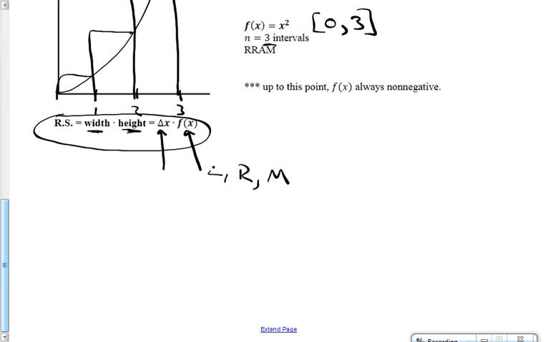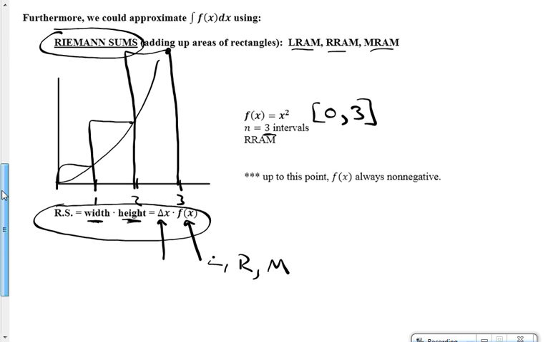Now I want to introduce you to the idea. This is not going to be crazy, but we used lefts, rights, and midpoints. Why? You could say because it was easy. Go ahead. Because it was easy. We used lefts, rights, and midpoints because it was easy.